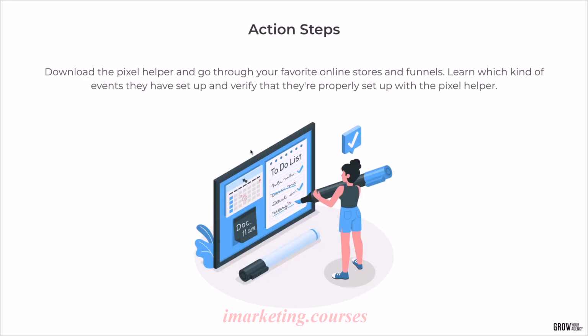Anyways, ladies and gentlemen, the action step for today is download the Pixel Helper and go through your favorite online stores and funnels, learn which kind of events they have set up, and verify that they're properly set up with the Pixel Helper. Obviously if you have clients, then maybe you've done this and maybe that doesn't really apply to you. But if you have no clients, then just go on some smaller brands, click around, and see the Pixel Helper firing and what information it's sending back as different events are being fired. This gives you a really good idea as to the function of the Pixel and the function of tracking. So that's action step number one.